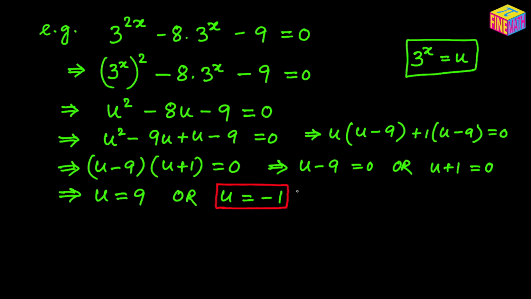So this must be discarded. I'm putting a cross sign there. So what we can take, this is the only value we can take, u equals 9. So from here, can we say that, okay, therefore u must be equal to 9. We cannot take the negative value, right?